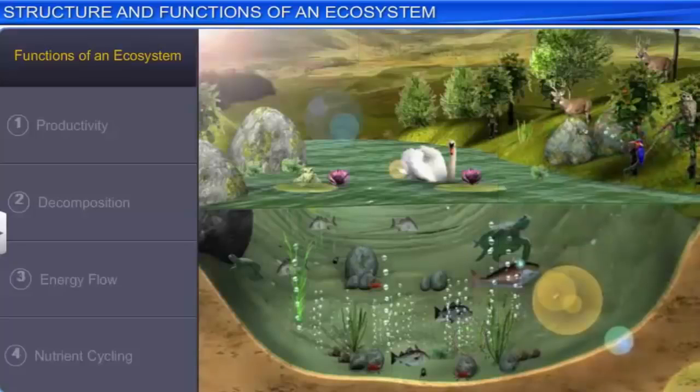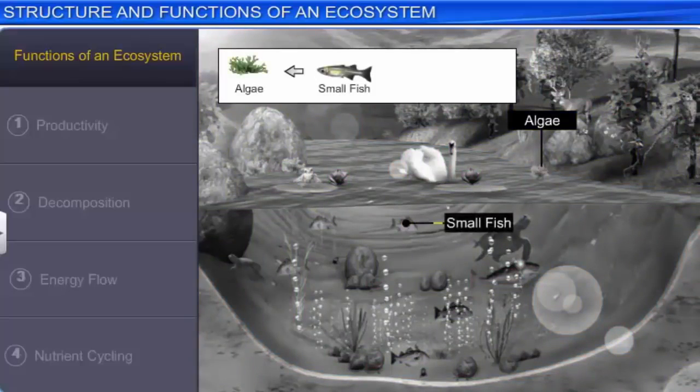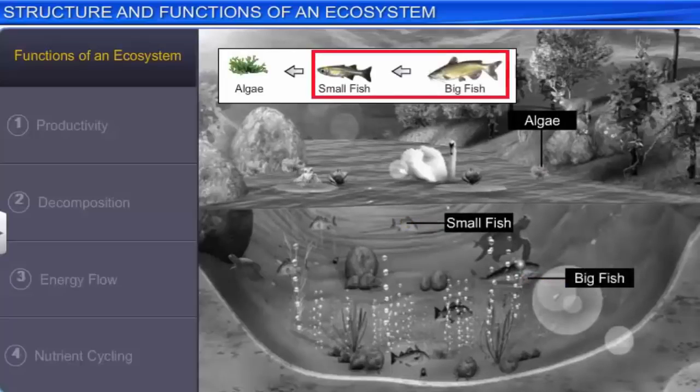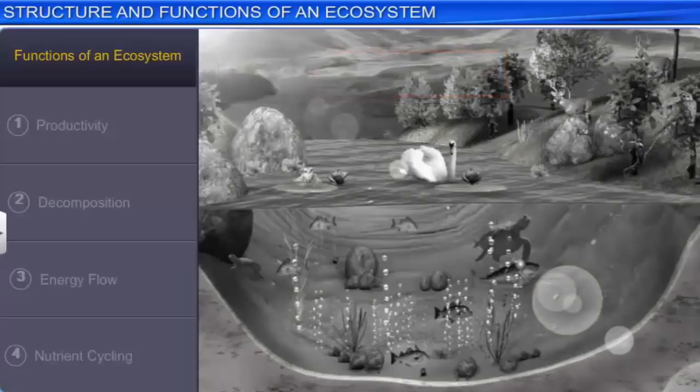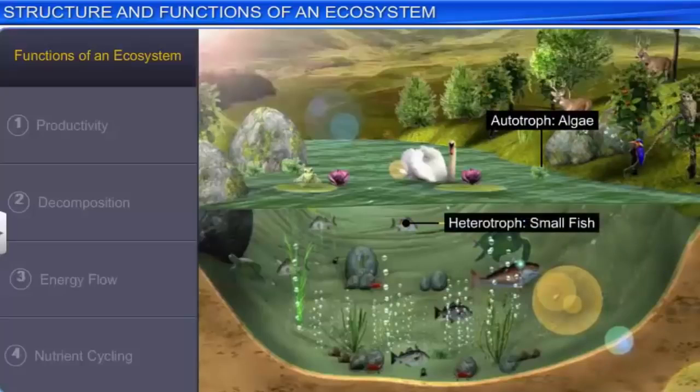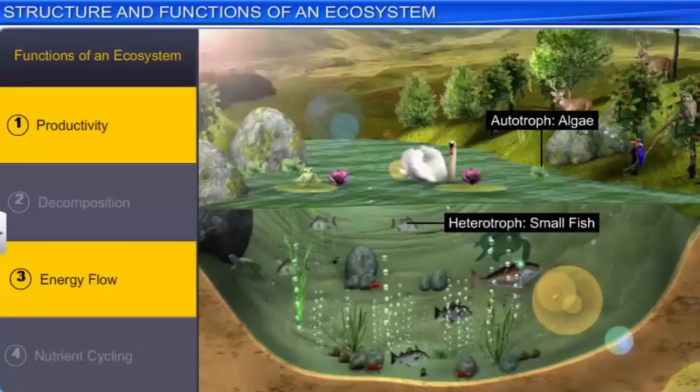Now, in this pond, autotrophs such as algae produce their own food by converting inorganic material into organic compounds using the sun's energy. These algae are consumed by small fish, which in turn are consumed by bigger fish. Here, both the small and big fish are heterotrophs. Thus, autotrophs prepare their own food, and these autotrophs are consumed by heterotrophs. Thus, the functions of productivity and energy flow are clearly seen in this ecosystem.